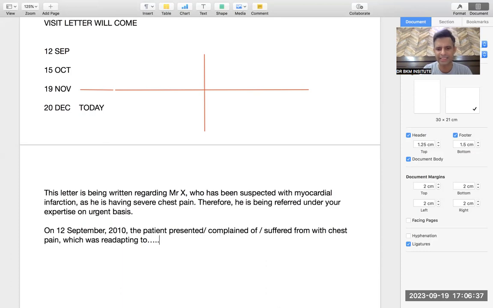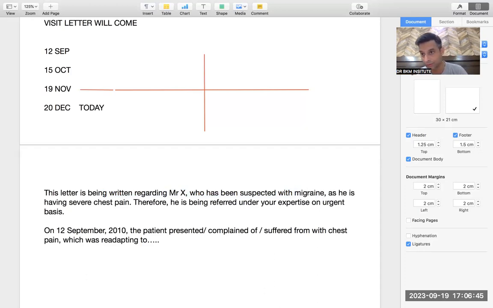So it can be a headache case. If I change the topic, let's say suspected with migraine, so now I'm referring to an MD doctor who can actually treat the patient. So patient presented with or suffered from headache.